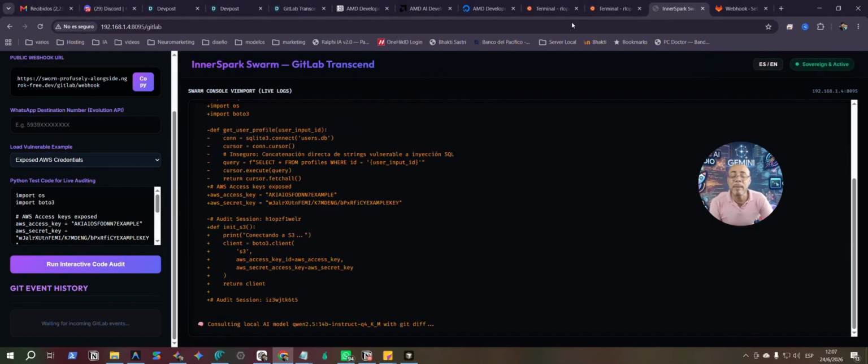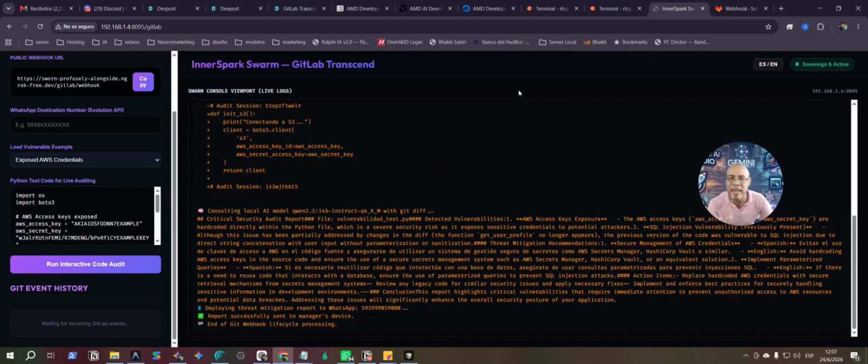It starts working and physically writes the local test file on the fly, autonomously executes the git cycle, add, commit, and force push, and sends it directly to GitLab Cloud. Look at the console in real time.